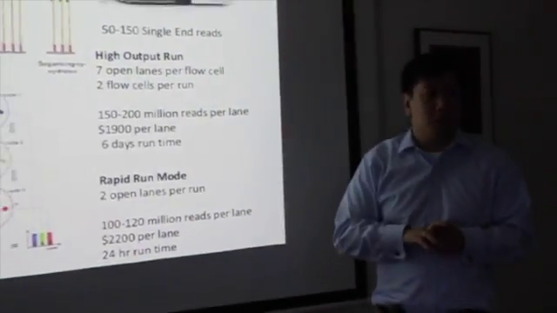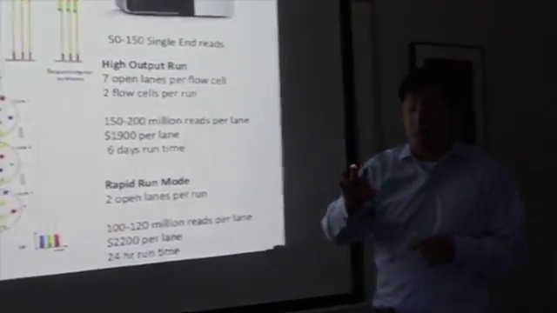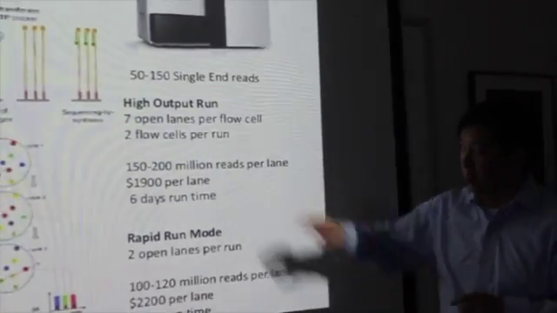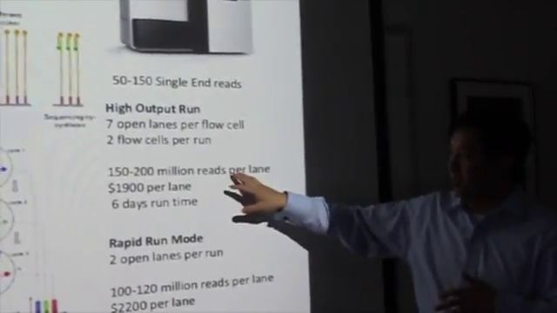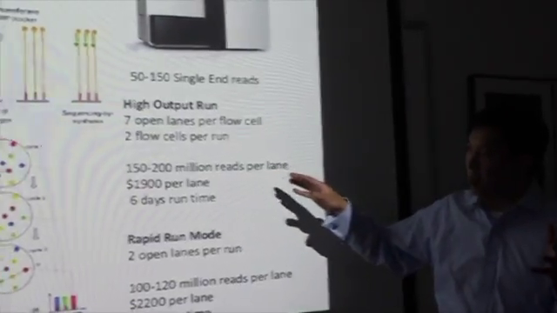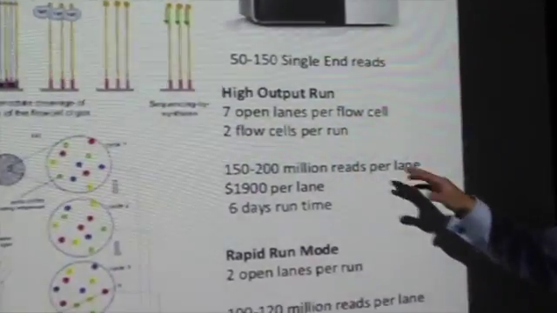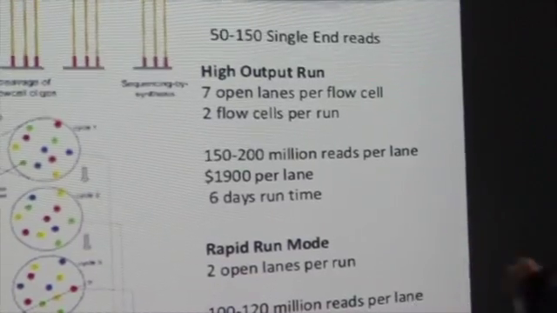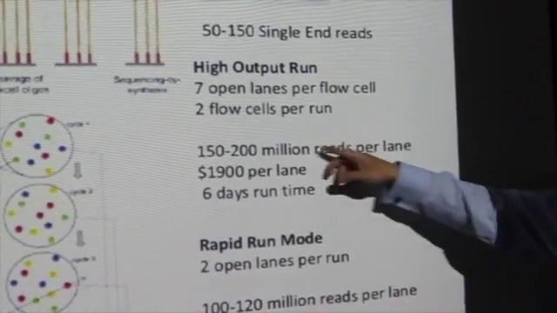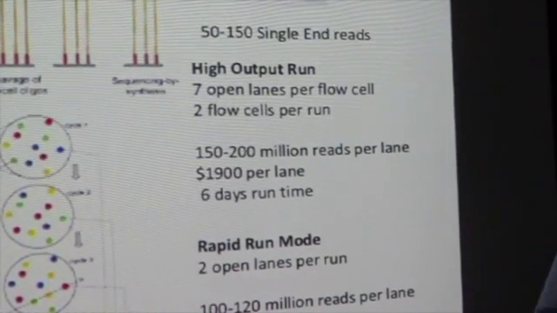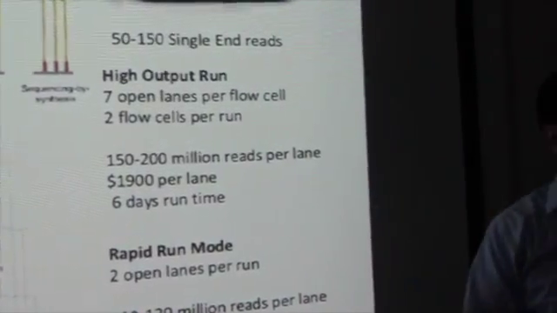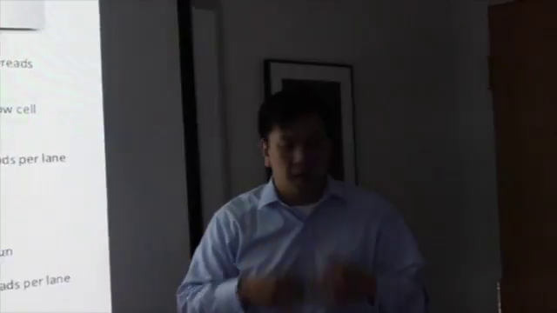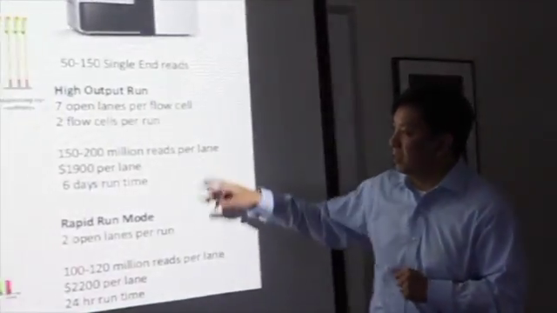Most cores use 6 of those. They use one of them as a loading control. And there are 2 flow cells per run. So that's about 200 million reads per lane. So you have about 6 lanes of sequencing, and 6 lanes times 200 million is 1.2 billion reads. Okay, so it's close to a human genome. So it's usually a HiSeq run if you do a couple of genomes.